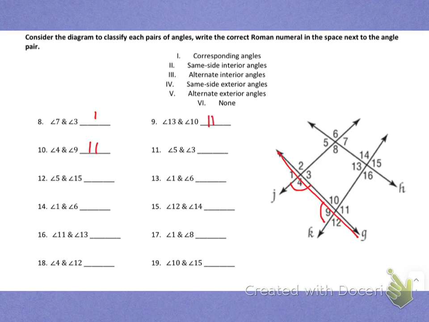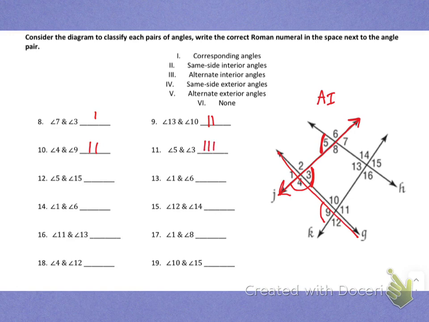At number 11, we're looking at 5 and 3. So I've got 5 here, and then I have 3 here. They're on opposite sides of this line right here, but they're both on the inside, so they are alternate interior. Alternate interior, so that'd be 3.